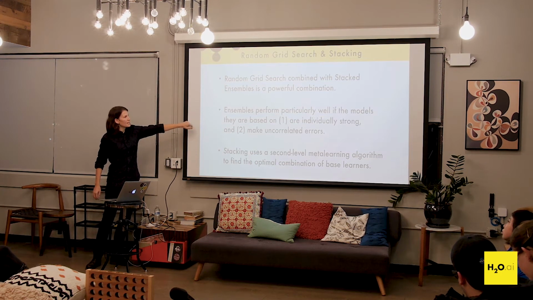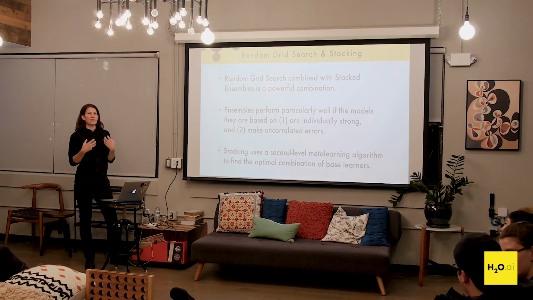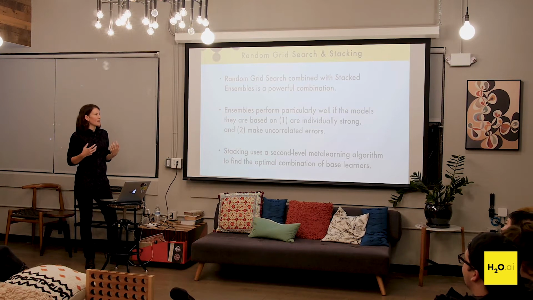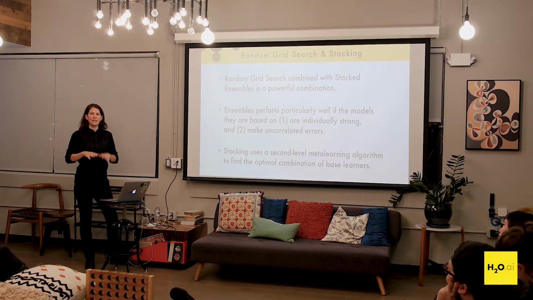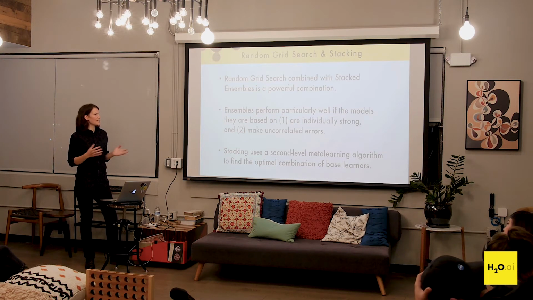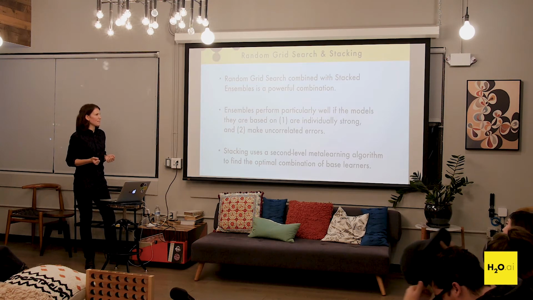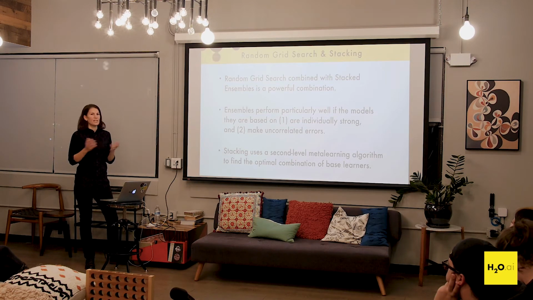The ensembles perform well if the models themselves are good and if they make uncorrelated errors. If they're different or diverse models, then what's really going on underneath is that the errors they make are uncorrelated. If you've taken any statistics class, you might know what the term uncorrelated means, but it's not really important. You just have to know to put in a whole bunch of different types of models, random forest, GBM, and even within the GBM or random forest, try a whole bunch of different parameter settings.